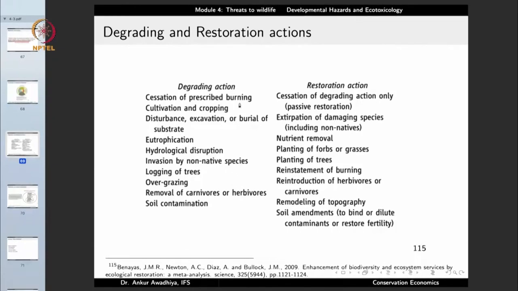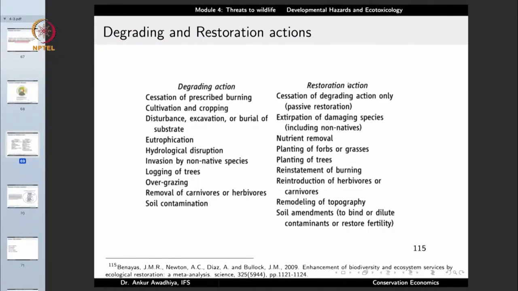Degrading actions include things such as cessation of prescribed burning. So if you do not perform prescribed burning, probably your grassland habitat will be taken over by trees, which will be a change in the local system, which will have a degrading impact. Cultivation and cropping, in a number of cases, degrade the habitat. Disturbance, excavation or burial of substrate, things such as mining. Eutrophication. Now, eutrophication is excessive nutrients being made available to the system, especially the water bodies, because in a number of cases, the fertilizers get run off from the fields into the water bodies. Disruption of hydrology by construction of a dam. Invasion by non-native species, especially the invasive species. Logging of trees, that is cutting off of trees. Overgrazing, removal of animals by poaching, and contamination of soil. So these are all different examples of degrading actions.